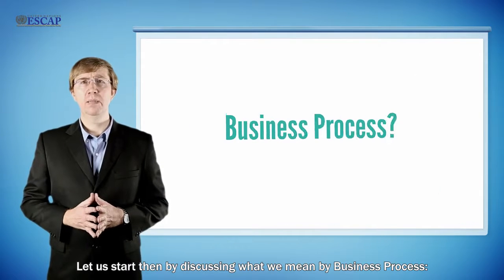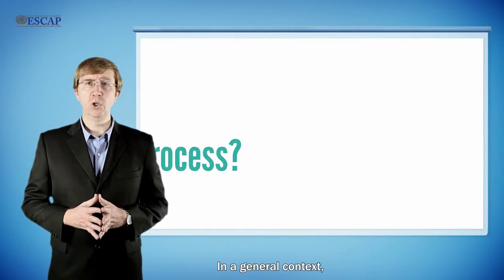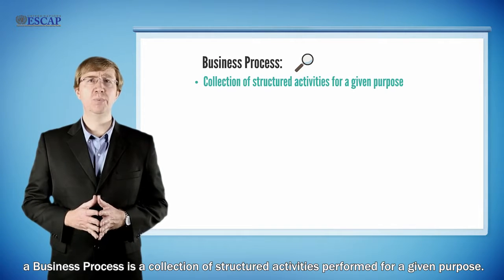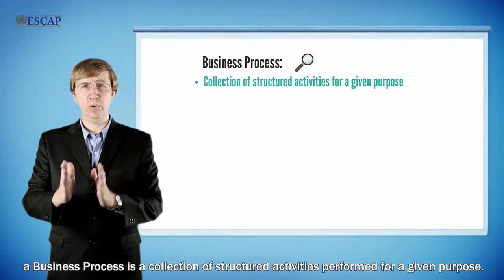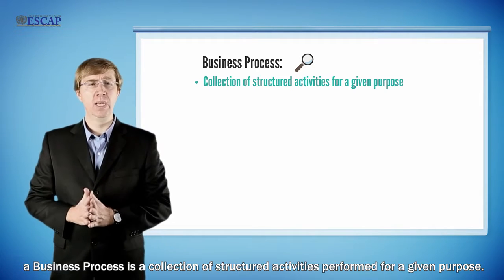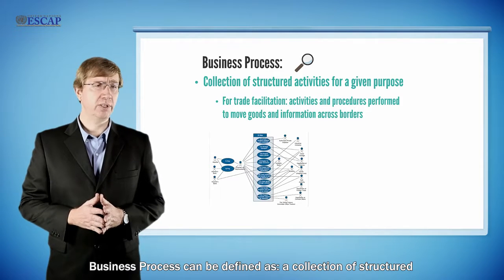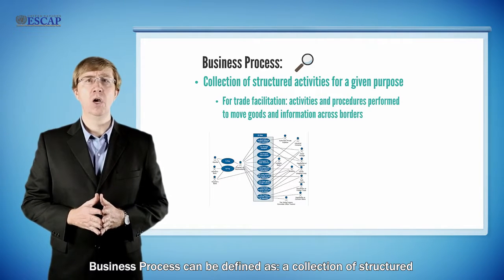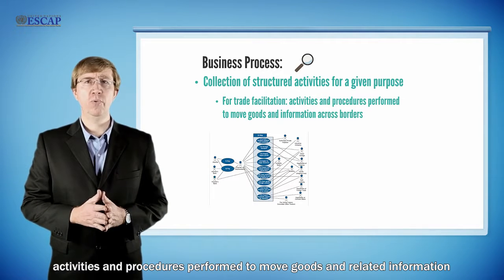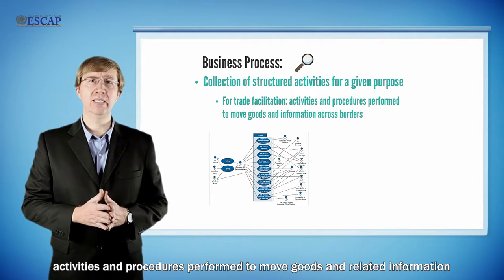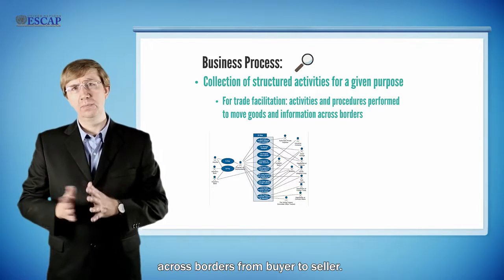Let us start then by discussing what we mean by business process. In a general context, a business process is a collection of structured activities performed for a given purpose. In the specific context of trade facilitation, a business process can be defined as a collection of structured activities and procedures performed to move goods and related information across borders from buyer to seller.